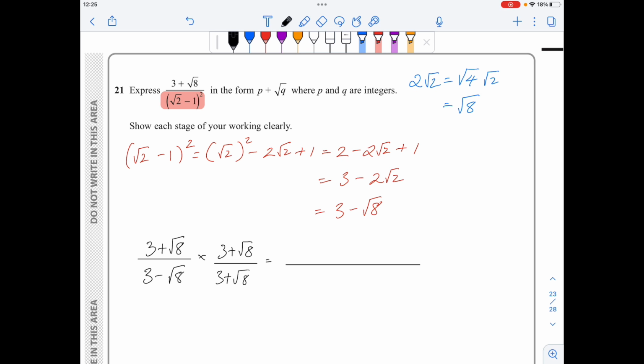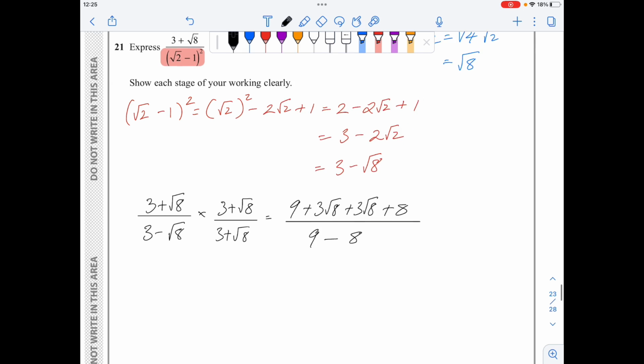So in the denominator, I get 9 plus 3 root 8 minus 3 root 8, which cancel out, minus the square root of 8 squared, which is just 8. And then in the numerator, I get 9 plus 3 square root of 8 plus 3 square root of 8 plus the square root of 8 squared, which is 8.